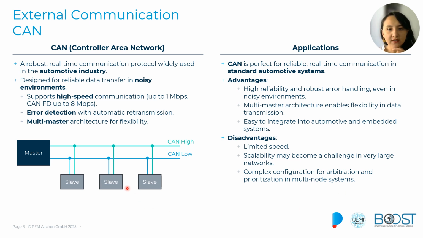The protocol is composed of two lines. We have CAN high and CAN low. In this case, one line is an inverting line and the other one is a non-inverting line. In this way, we can use both to get a differential signal. So when we compare and analyze them, for instance, on an oscilloscope, we can see that they are opposite to each other, and that plays a very important role in noisy environments.